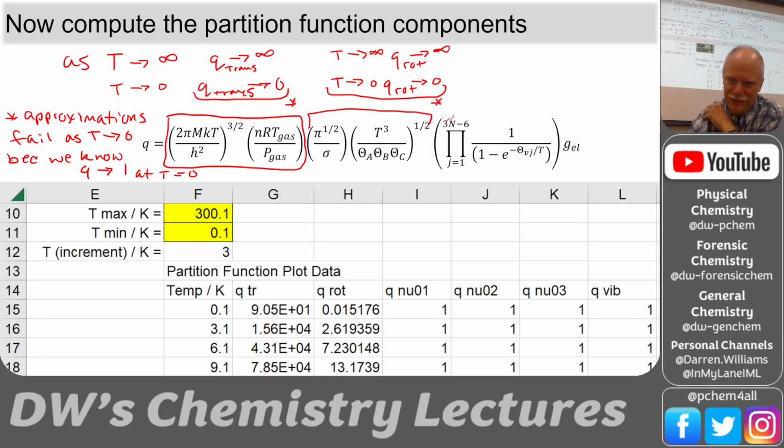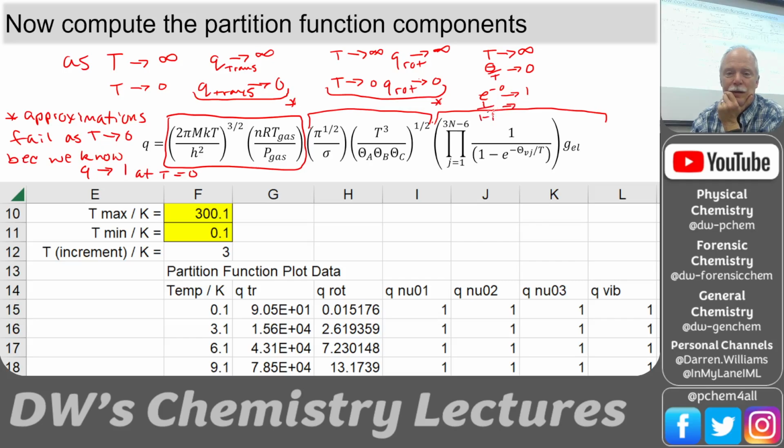The last one's much more interesting. Okay. So for this one, for vibrational, let's look at the pieces. So as T goes to infinity, let's do this in two columns. Then theta over T goes to what? If you're dividing by infinity, you get 0. And then e to the minus 0, because that's in this exponential right here, goes to 1. And then the denominator is 1 minus 1. So this ratio, 1 over 1 minus 1, goes to infinity, doesn't it? So as T goes to infinity, Q goes to infinity.